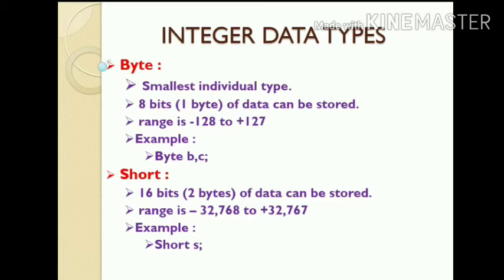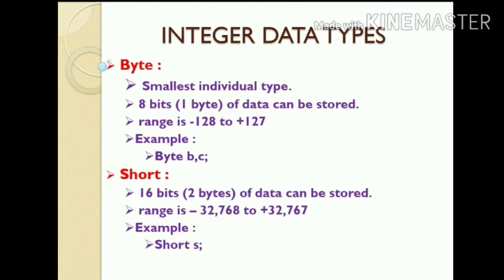The byte data type is the smallest integer type. It has 8 bits, that is, 1 byte of data can be stored. The range of the byte data type is minus 128 to plus 127. For example, it can be written like this: byte b, c; b and c are the variables. Byte is a data type.